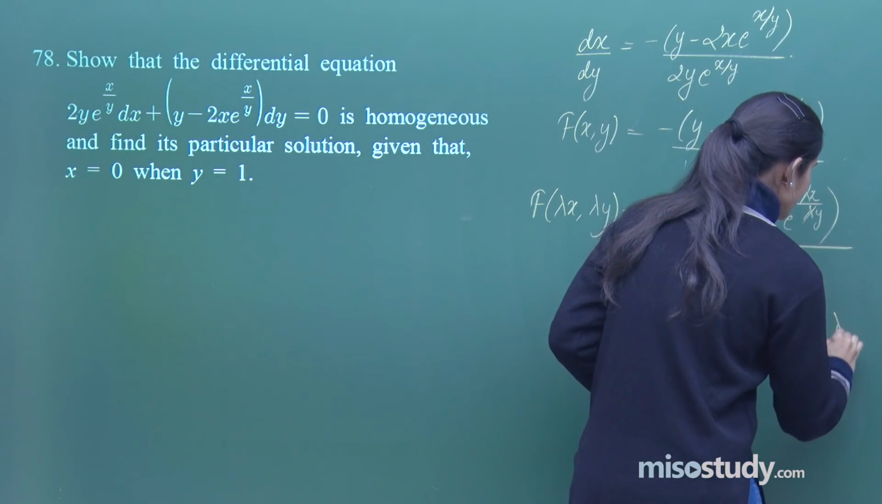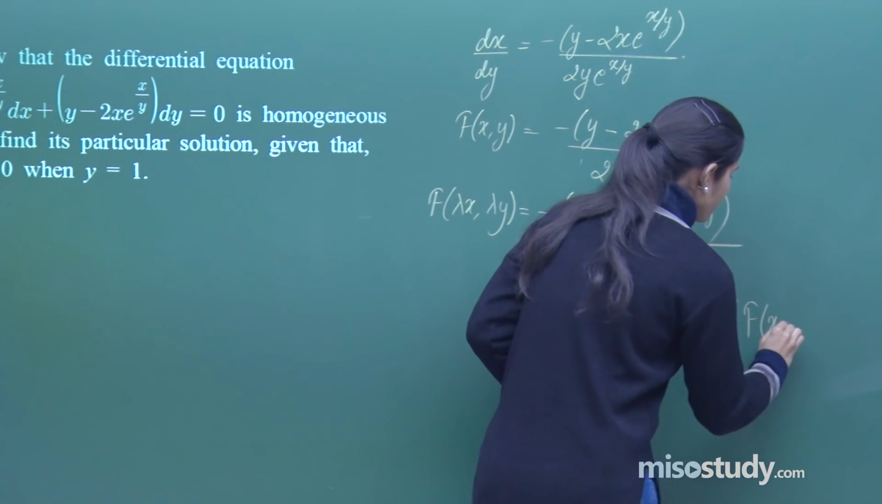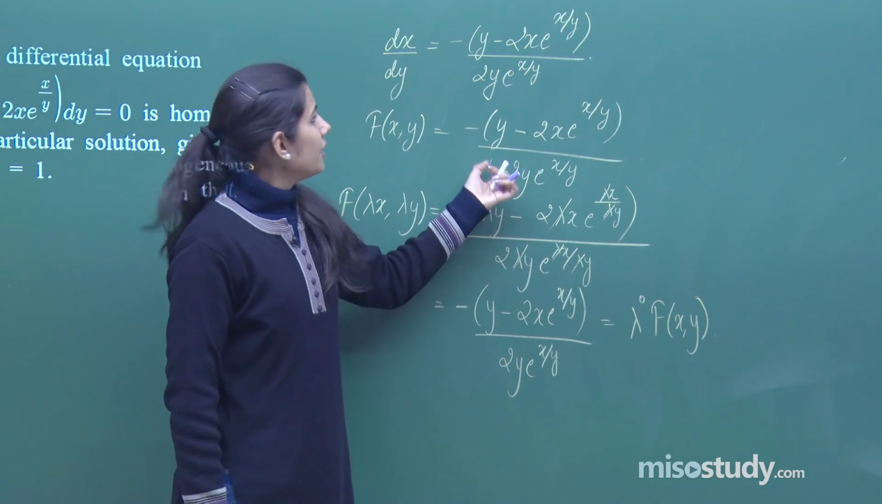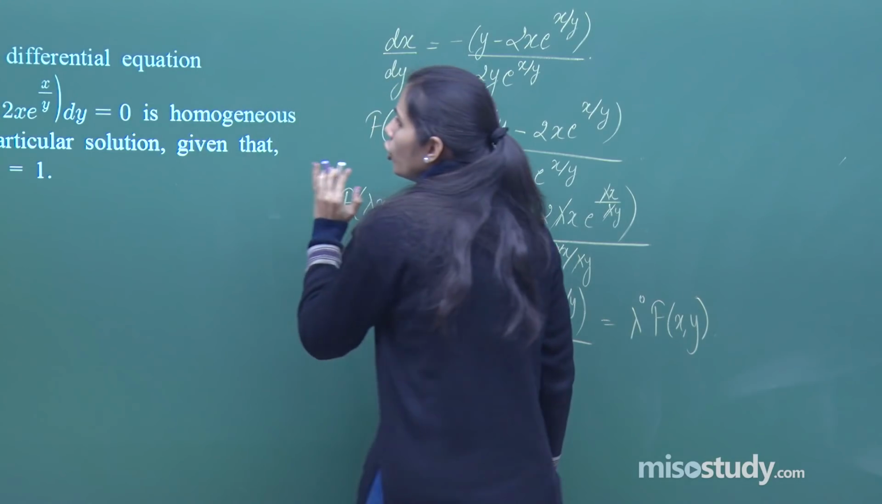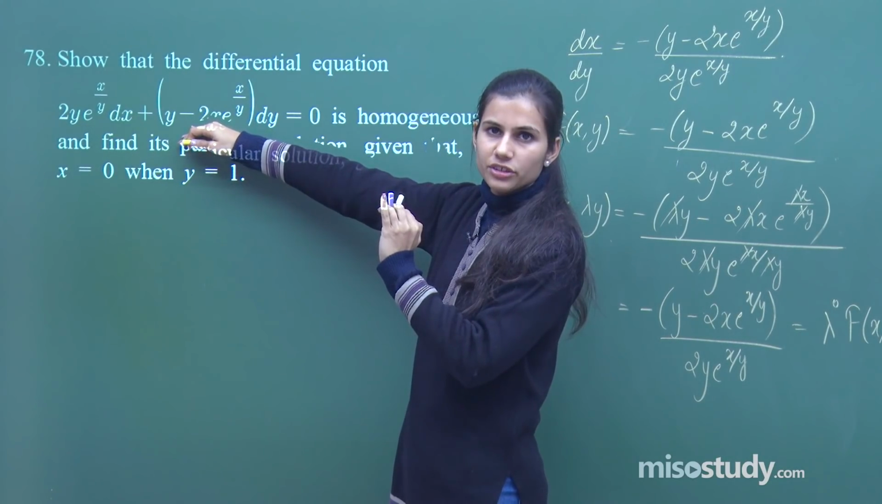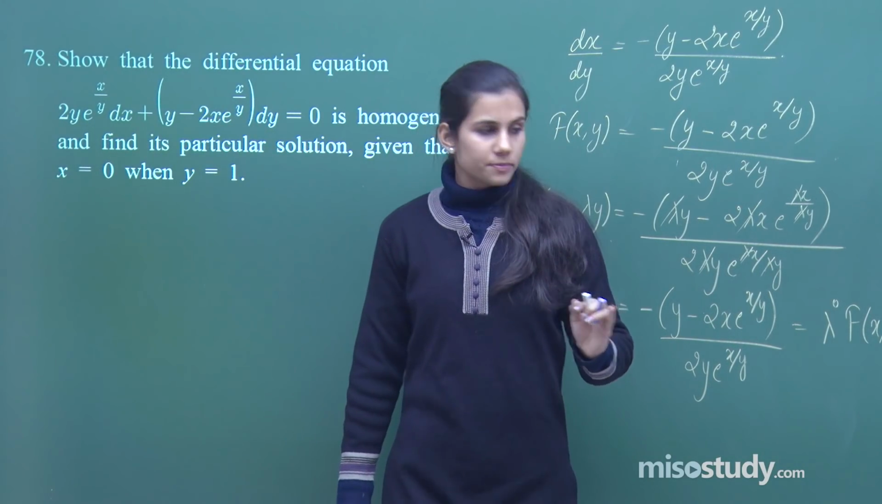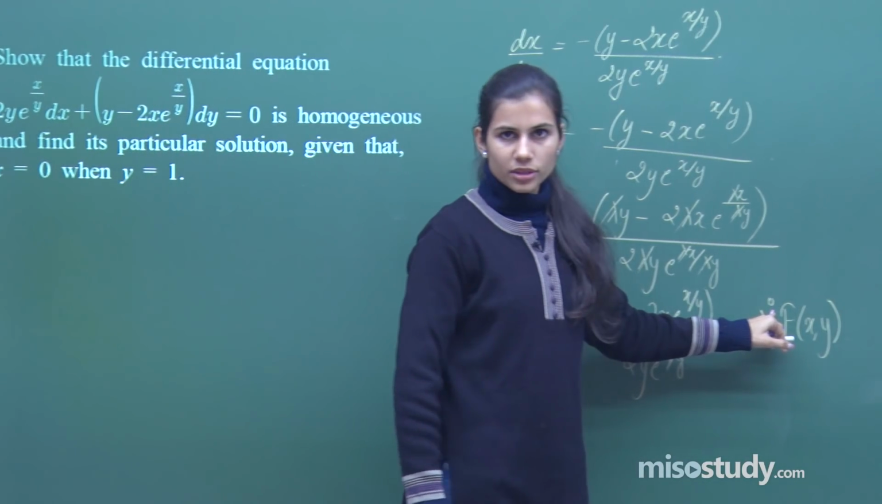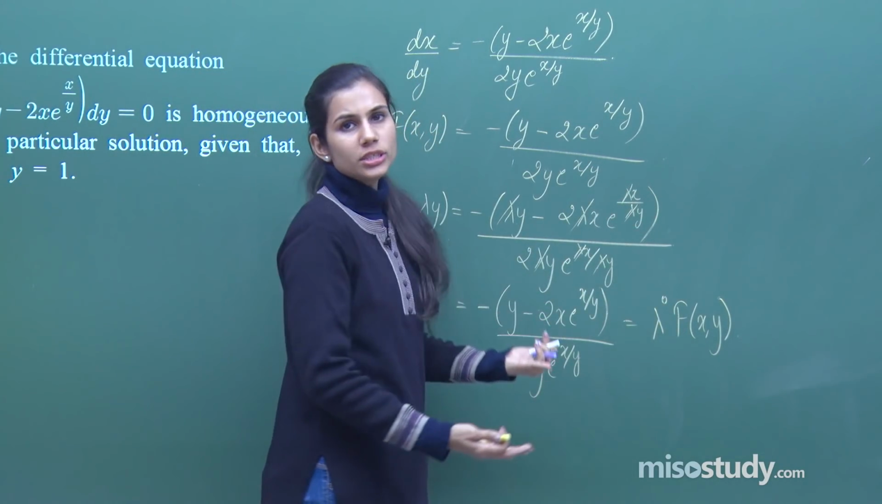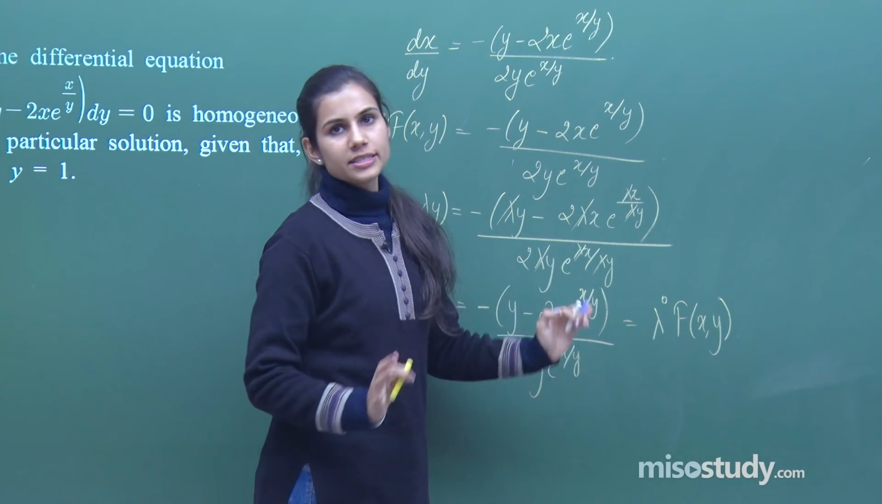So, you will write it as lambda to the power 0 f of x comma y, which eventually means that this is definitely a homogeneous differential equation with degree 0. It is homogeneous with degree 0, or you can say this is a homogeneous function in x and y with degree 0.